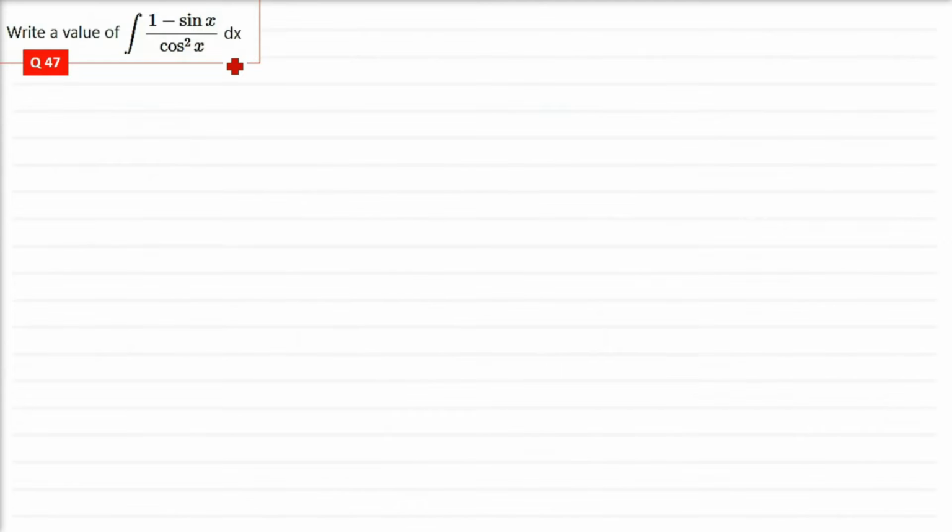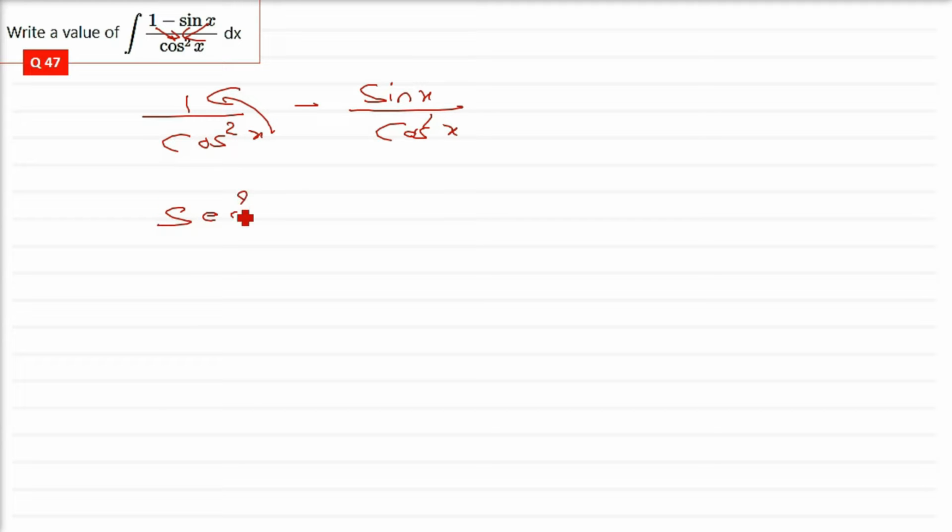Now (1 minus sin x) by cos square x. See, there are two ways to do it. Cos square x can be written as 1 minus sin square x, which can be written as (1 minus sin x)(1 plus sin x). The 1 minus sin x gets cancelled, but you are still left with 1 plus sin x in the denominator. So that's an issue. So better is to divide this, which I am doing right now.